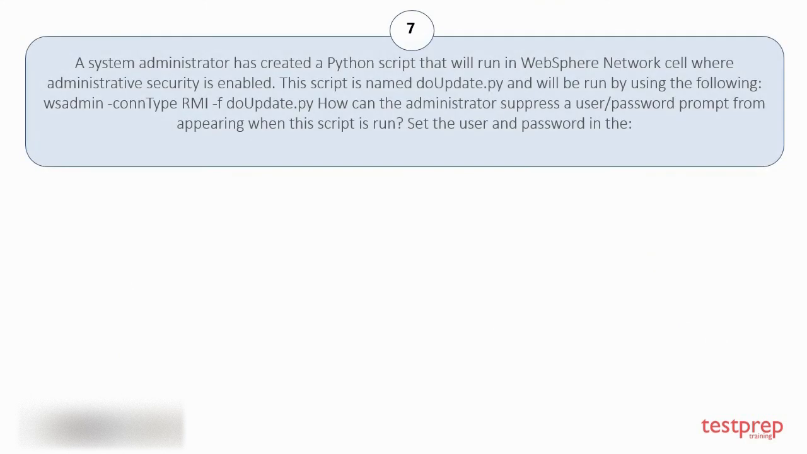Question number 7. A system administrator has created a Python script that will run in WebSphere network cell where administrative security is enabled. This script is named doupdate.py and will be run by using the following. How can the administrator suppress a user/password prompt from appearing when this script is run? Set the user and password in the.